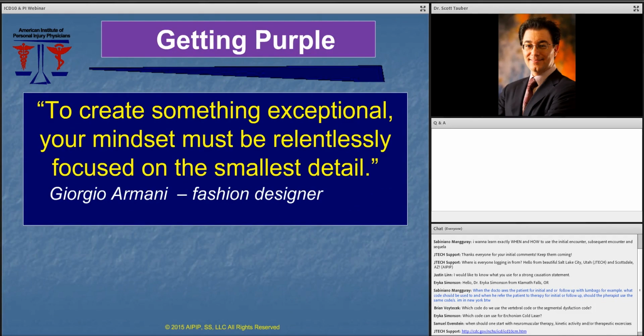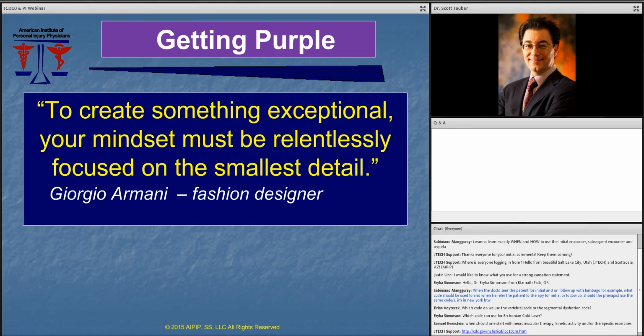So I find this quote kind of appropriate for what we're talking about, even though it's by Giorgio Armani, and he's a famous fashion designer, as many of you know. To create something exceptional, your mindset must be relentlessly focused on the smallest detail. And I just found that that perfectly dovetails right into what ICD-10 is all about.